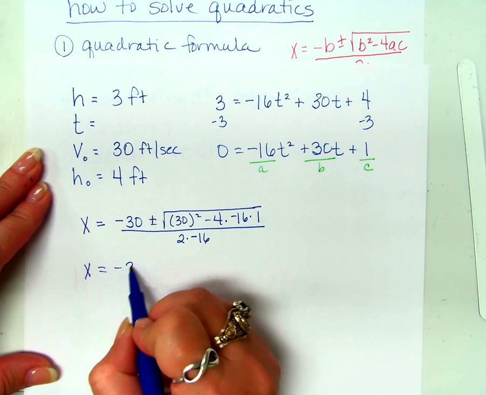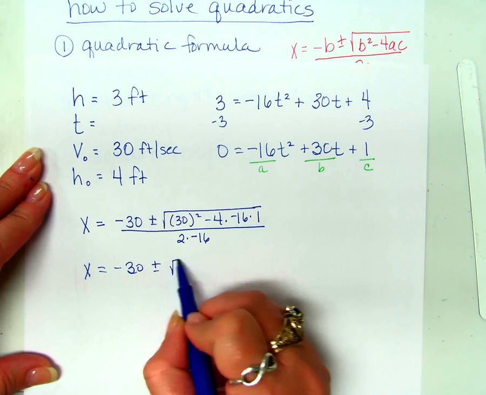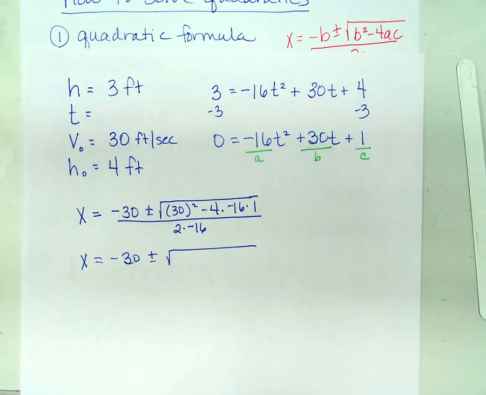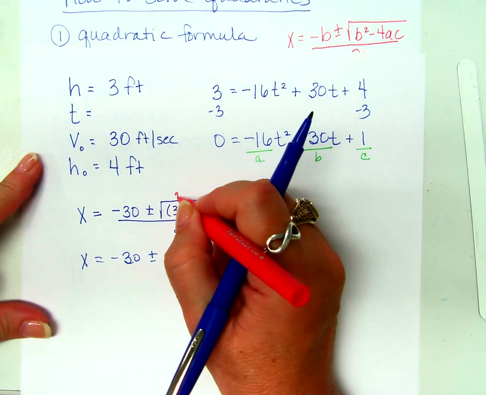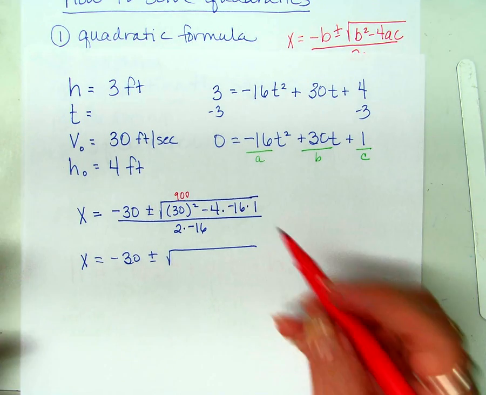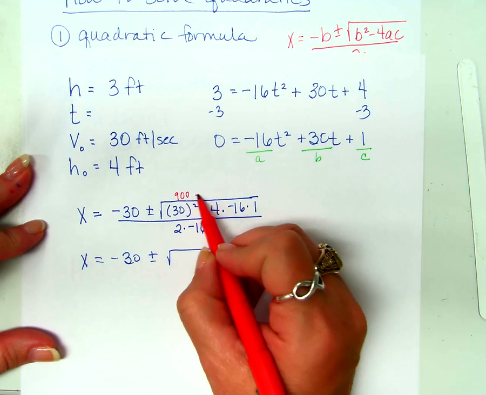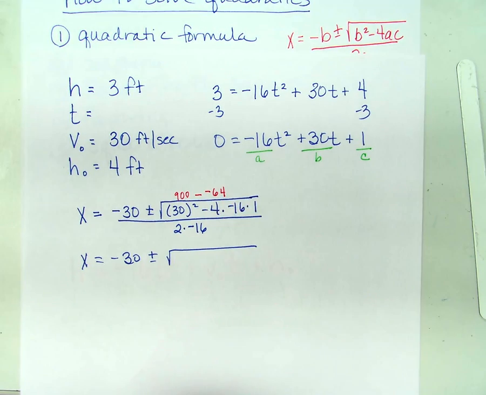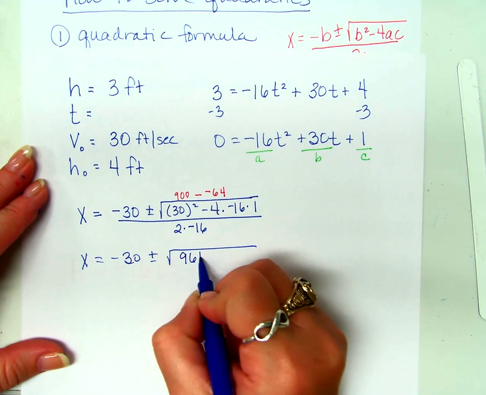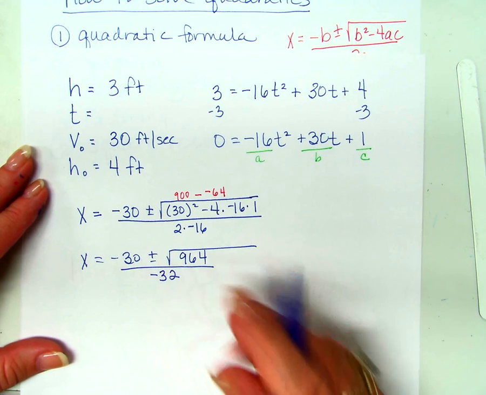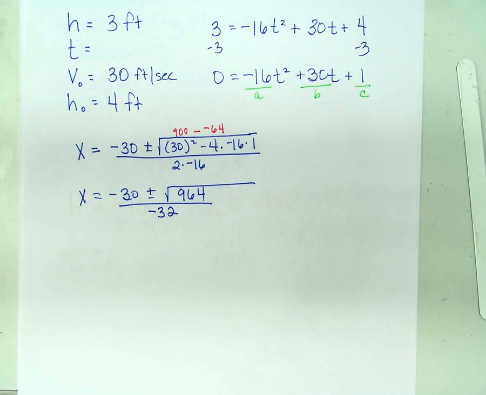X equals negative 30 plus or minus the square root of, well, 30 squared is 900, isn't it? Okay, let me rephrase that. 30 squared is 900. 4 times negative 16 times 1 is negative 64. So what goes under the radical? 964 all over negative 32. Okay.